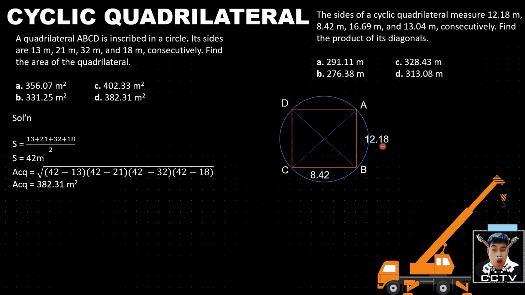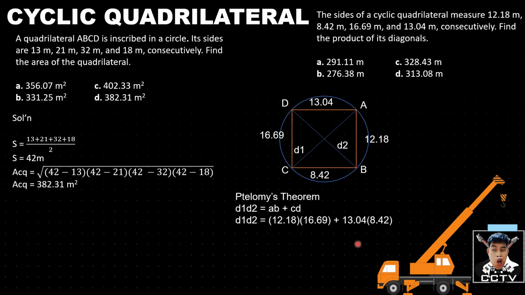Ayan nga. Ngayon, ilagay natin lahat ng mga given measurement of sides. And then, we all know that D1 times D2 from the Ptolemy's theorem. Ito nga, the product of the parallel sides plus the product of the parallel sides. Substitute mo lang, and you'll get the product of diagonals. And that's the answer.